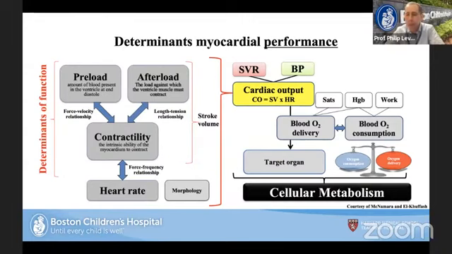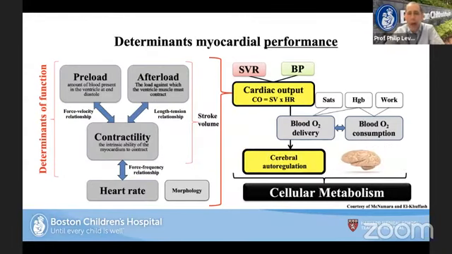So let me give you an example. Here we have hypoxic ischemic encephalopathy, where the target organ is the brain. The cardiac output comes from the left ventricle, and what determines all of that is the relationship between preload, afterload, and contractility. And I'll give an example towards the end. The next example is persistent pulmonary hypertension of the newborn. The target organ is the lungs or the pulmonary vasculature.